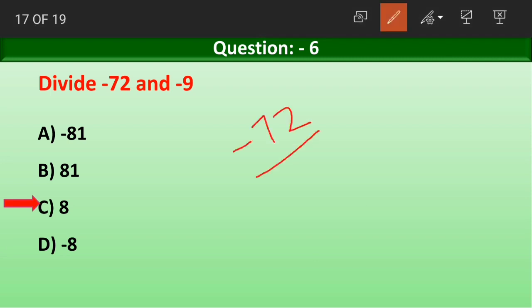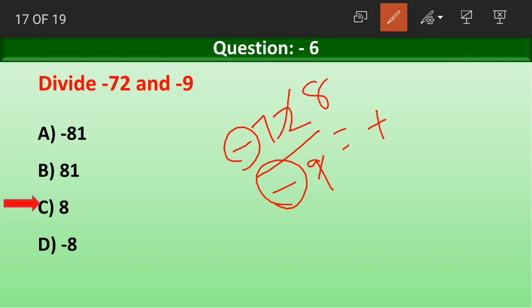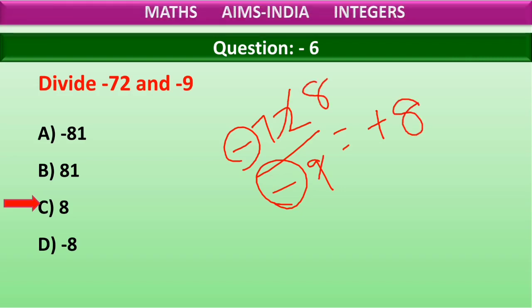How? Minus 72 divided by minus 9. Both the signs are same, so the result will be positive. 9 8s are 72. So the answer is plus 8. The answer of division between minus 72 and minus 9 is plus 8.